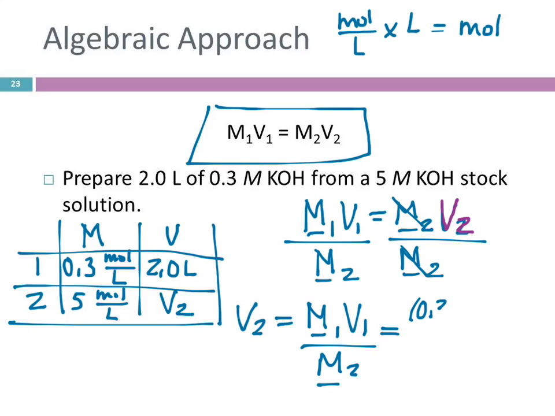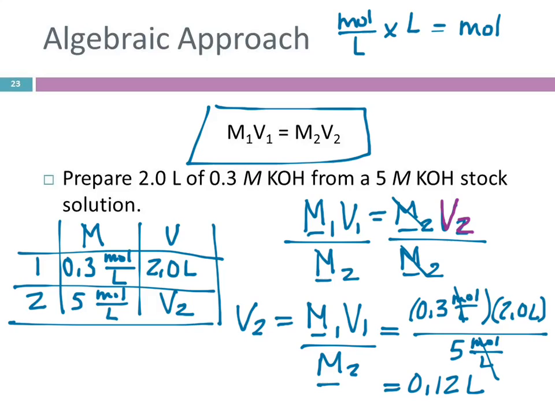Now I'm going to carefully put my numbers in here. M1 is 0.3 moles per liter. V1 is 2.0 liters. M2 is 5 moles per liter. We have moles per liter in the numerator and moles per liter in the denominator, and so both of those will cancel out, and the volume is going to be in liters. So we're going to get 0.3 times 2 divided by 5, same answer that we got from the thinking about it way, 0.12 liters.